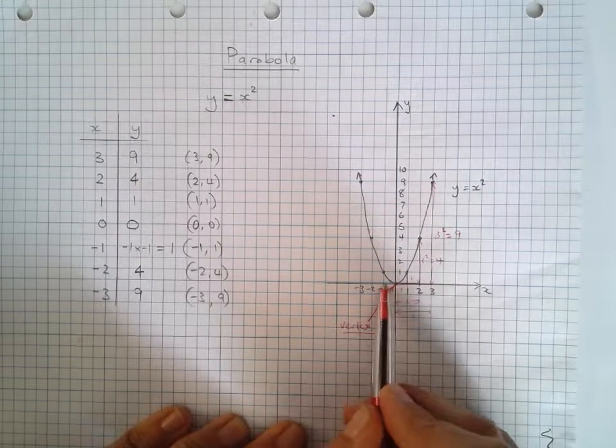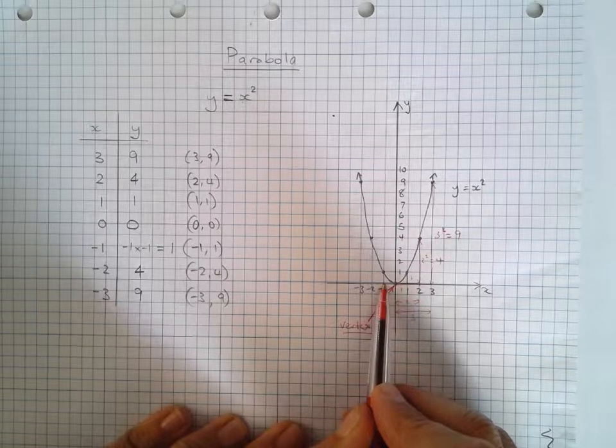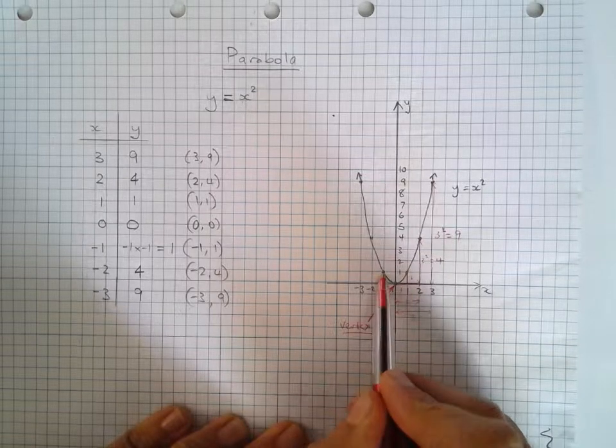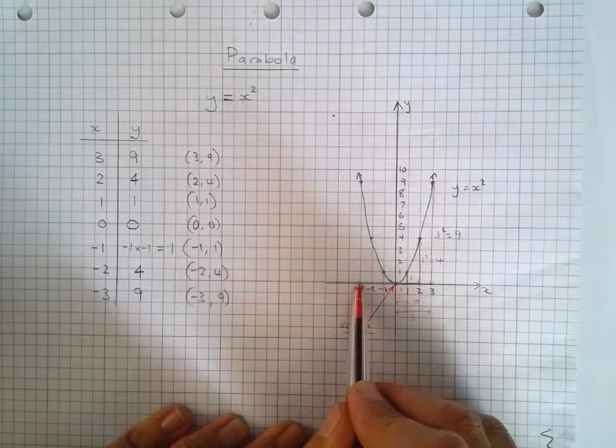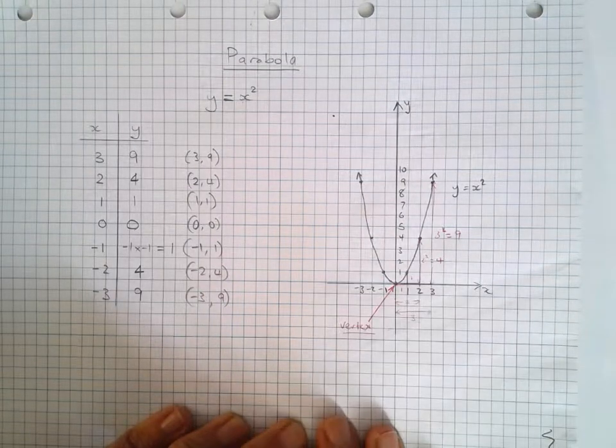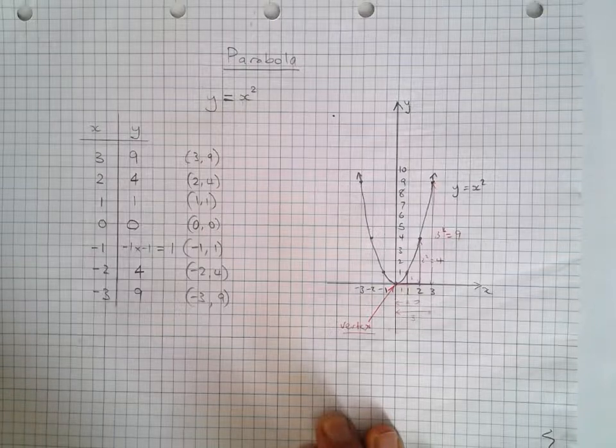I go out 1 to the left and up 1 squared, negative 1 squared, which is 1. Out 2 and up negative 2 squared, which is 4. Out 3 and up negative 3 squared, which is 9. And that's the graph of our basic parabola, y equals x squared.